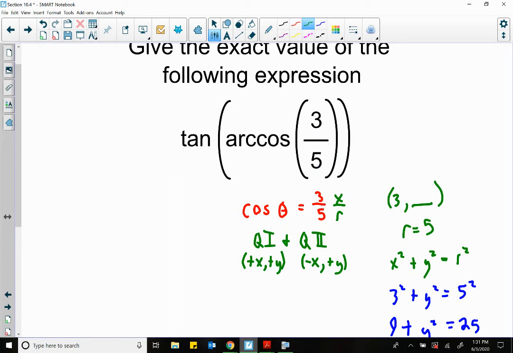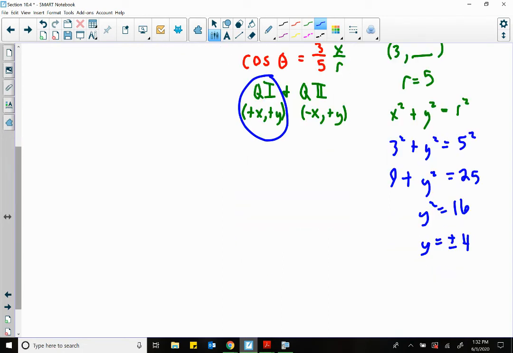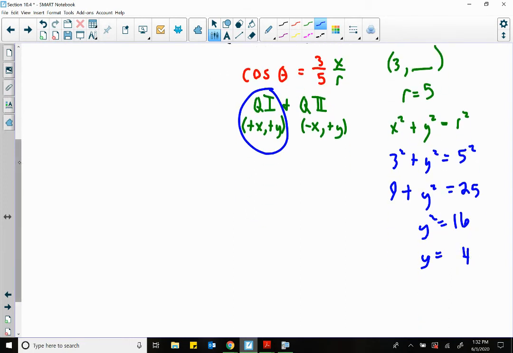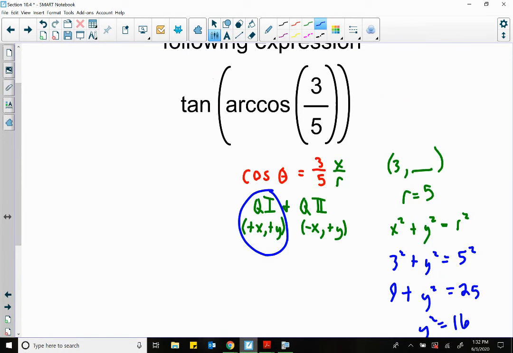So we know that this is actually coming from quadrant 1 because my x is positive. That means the y has to be positive. So now you know that this is no longer a negative number. It has to be the positive 4. Also, no matter which quadrant we picked, the y was going to be positive. Okay? So now that we know what y is, we can figure out tangent. This piece was to give us information to help us solve for y. Now that we know what y is, we can figure all this out because we know that tangent is equal to y over x.